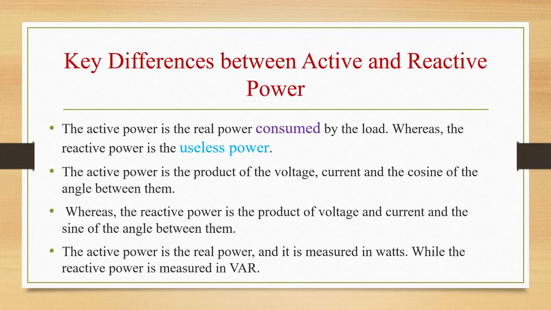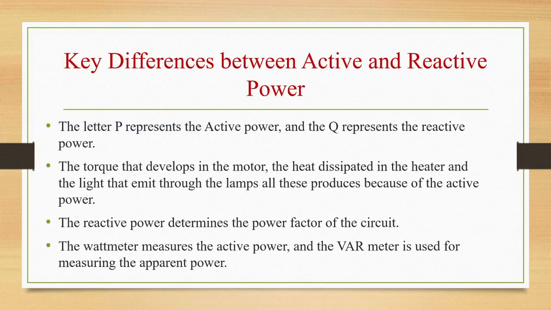Let us see the differences between active and reactive power. First, active power is the real power which is consumed by the load, whereas reactive power is the useless power. Active power is the product of voltage, current and cosine of the angle between them, whereas reactive power is the product of voltage and current and sine of the angle between them. Active power is measured in watts, whereas reactive power is not so useful power and is measured in volt ampere reactive.